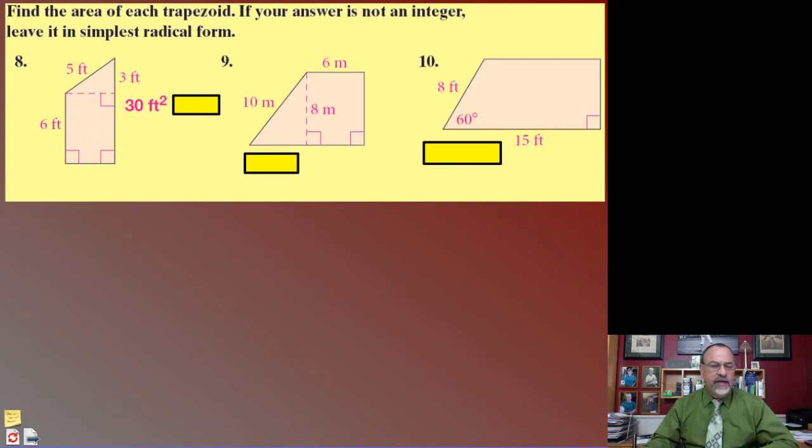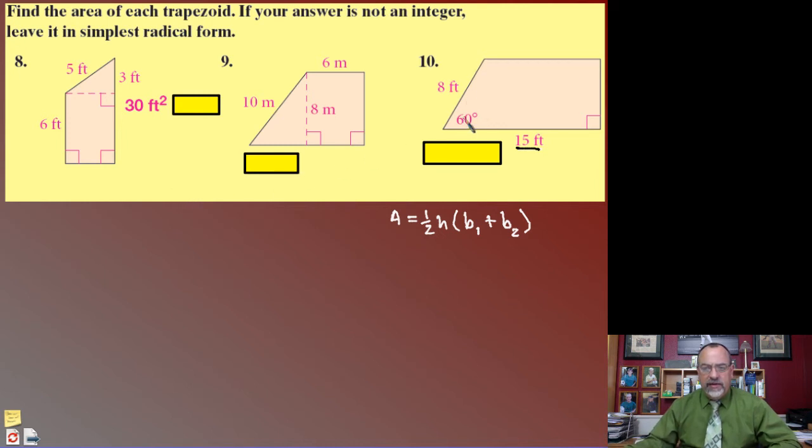Let's take a look at number 10 over here. Now again, as I look at the figure, I choose my formula. I recognize this as a trapezoid, so I'm going to use 1/2 the height, base 1 plus base 2. As I look at my diagram, I have one base here at 15 feet. I don't know what the other base is, so I'm going to have to figure that one out. And I don't know what the height is, so I'm going to have to figure out that one as well.